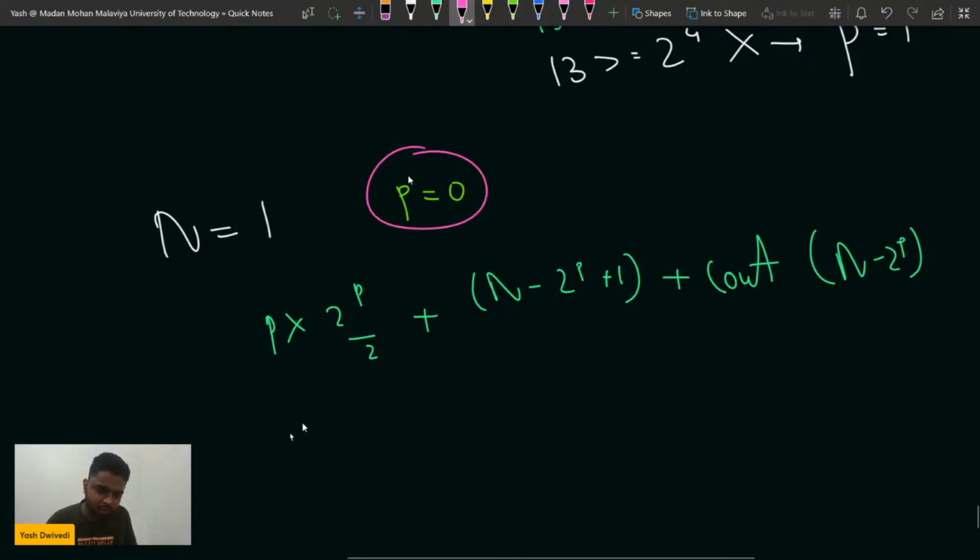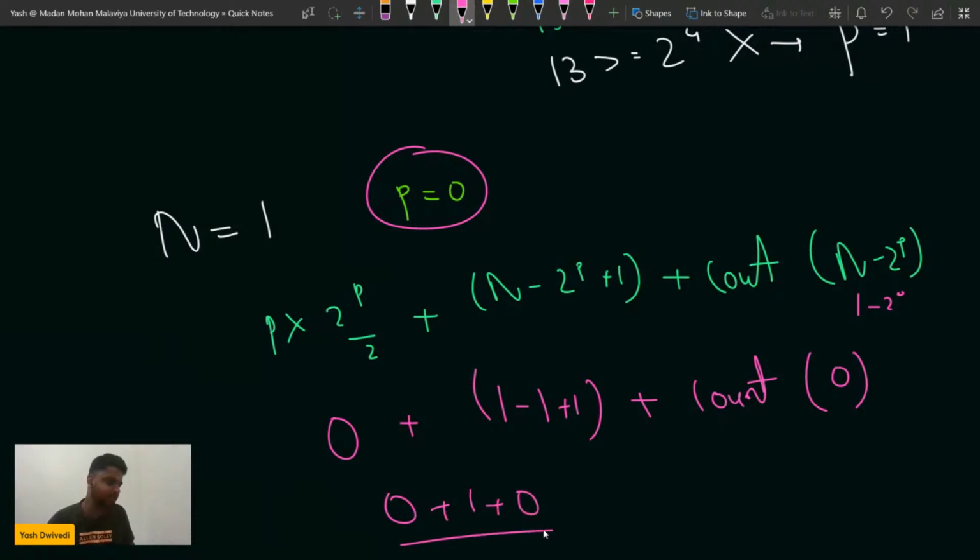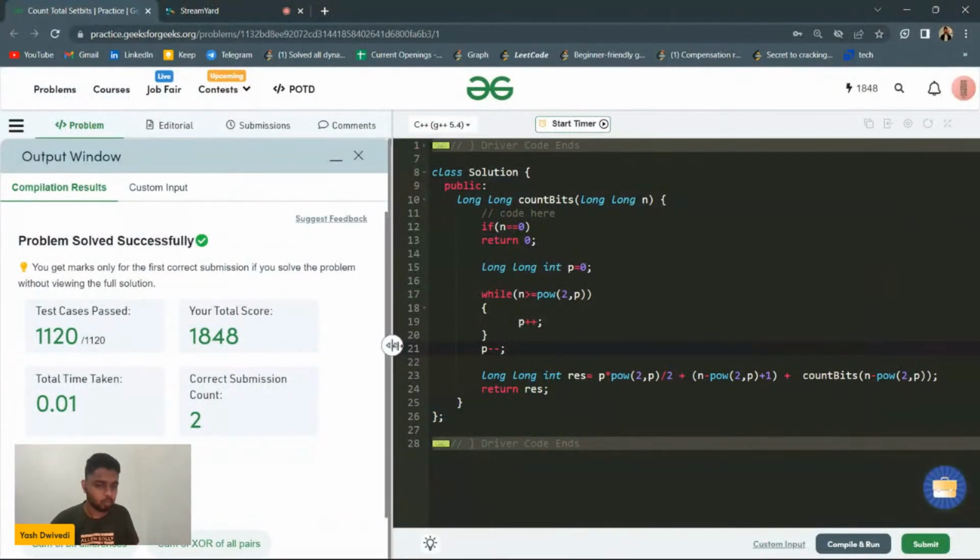So then what will happen? This whole expression will become 0 plus 1 minus 1 plus 1, and plus the count function will be called for n minus 2 to the power 0, right? So that will be nothing but 0 itself. So I'm calling for 0, so I'll get a 0 here. So in this part you can see 0 plus 1 plus 0, so I'll get 1 here. So that is how it will be covered for 1 also, Rishit.